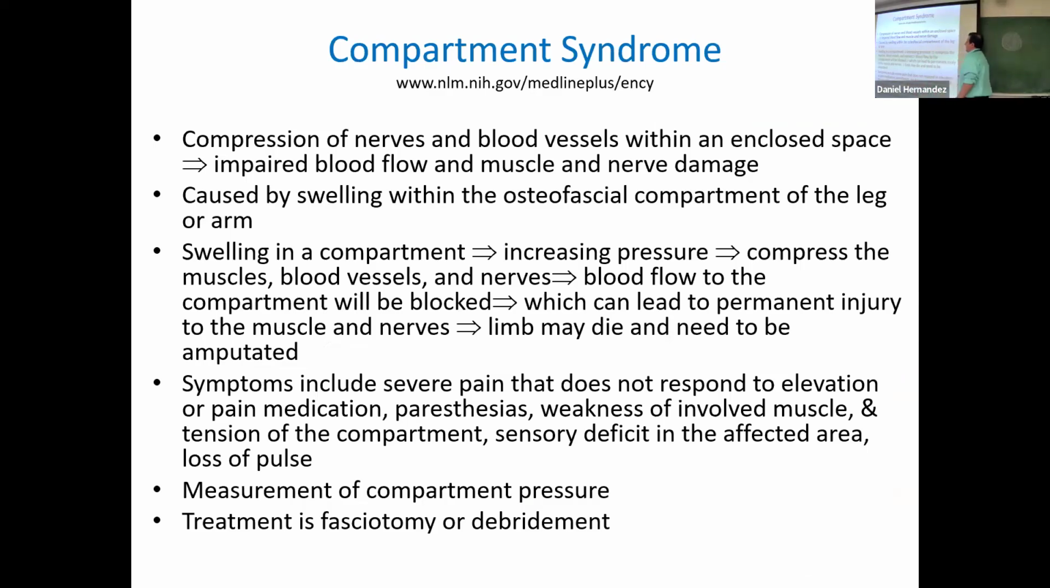Compartment syndrome. So this is compression of the nerves and blood vessels within an enclosed space that leads to impaired blood flow and muscle and nerve damage. So it's caused by swelling within this osteofascial compartment of the leg or arm. So think of we have various muscular compartments in our extremities. And this swelling is typically caused by some sort of trauma or accident. So typically like some sort of motor vehicle accident or some sort of blunt force trauma.